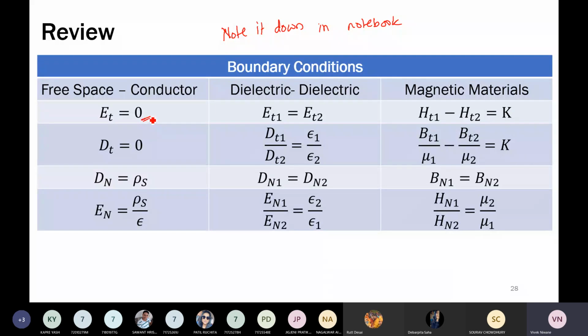So if Et is equal to 0, by default we know that Dt is going to be 0, because D is related to E as D is equal to epsilon E, and D bar is equal to epsilon E bar. If Et is 0, then definitely Dt also has to be 0. So memorize this.